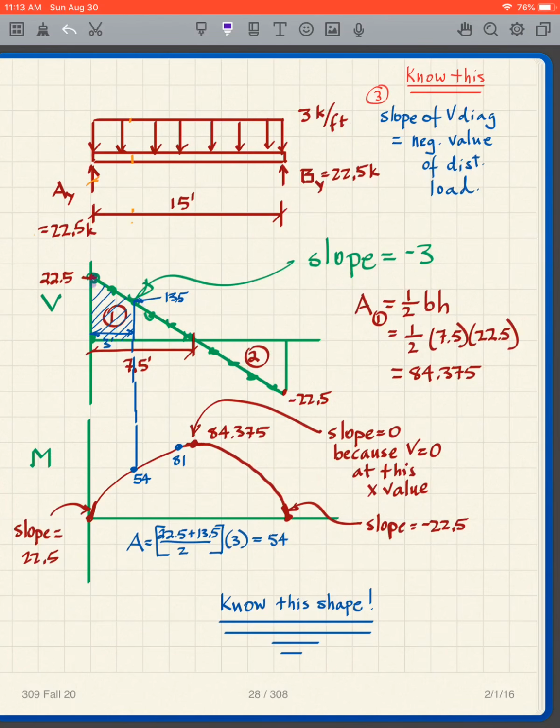Then I need to get the area of that triangle, which is 1/2 the base times the height. I'm not going to go through that again. It's 84.375. So on my moment diagram, I start at 0, and again I'm working left to right, and at this location here, I have an area of 84.375. Then, again working left to right, this area is negative 84.375, and so it takes me back to 0.